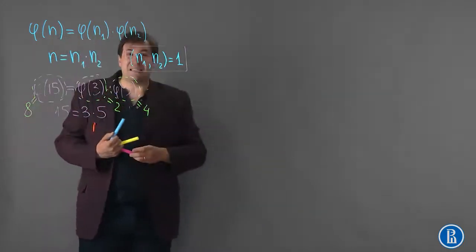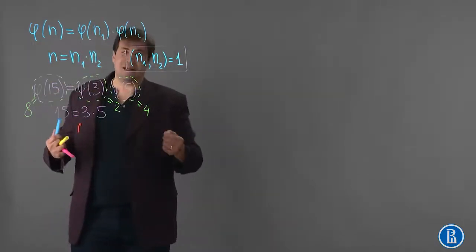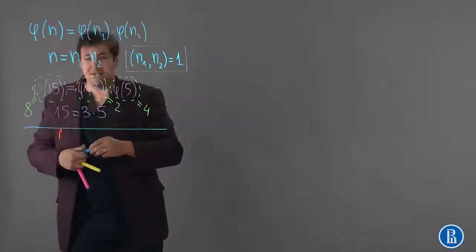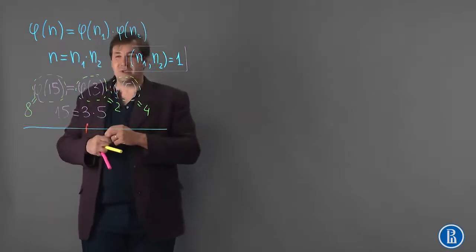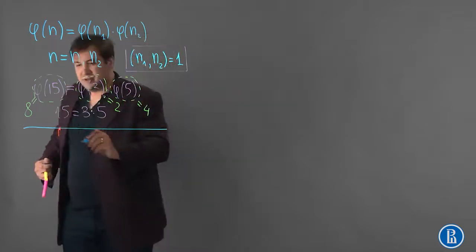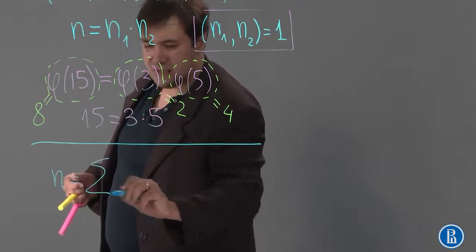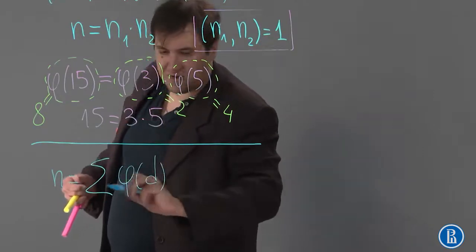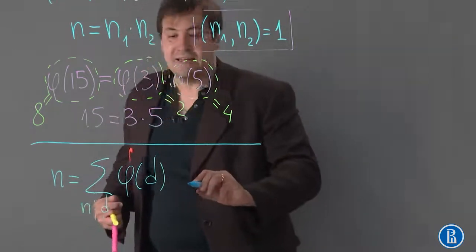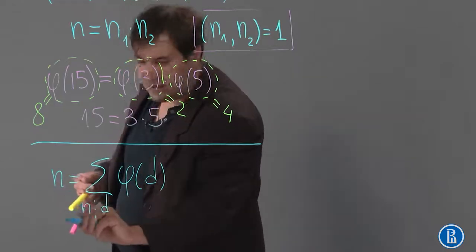Now, since we stated it, we should prove it. I will show you a proof based on the mathematical induction method and using the formula which we discussed earlier. So let me remind you that the formula says that n is equal to the sum of values of Euler's function for every divisor of n, and also this holds for n1 and n2.